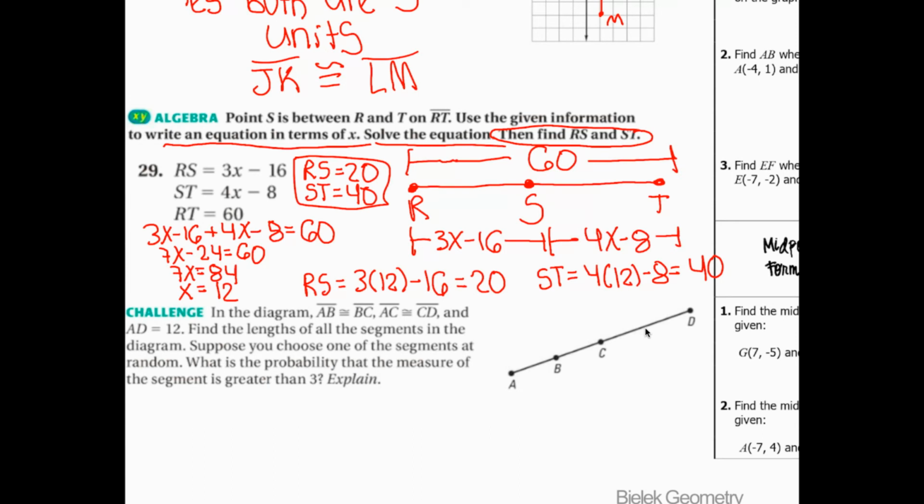So then this last one, I'm going to let you try on your own. It's a challenge problem. It involves a little bit of probability, so it'll be a little bit of review from your earlier math classes. The answer is provided in the answer key, so you can just check your work there. So that's it for section 1.2.